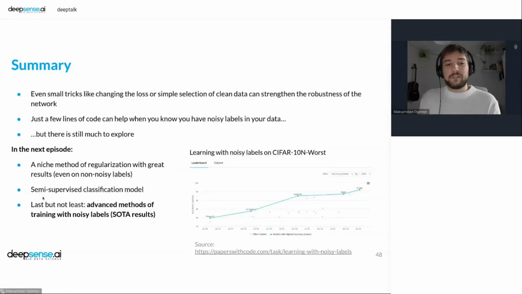Then we'll have a semi-supervised classification model, and last but not least, advanced methods of training with noisy labels with SOTA results. So actually, I have only introduced forward correction so far from these SOTA methods, and then we will have co-teaching, DivideMix, and generally much better methods from recent years.